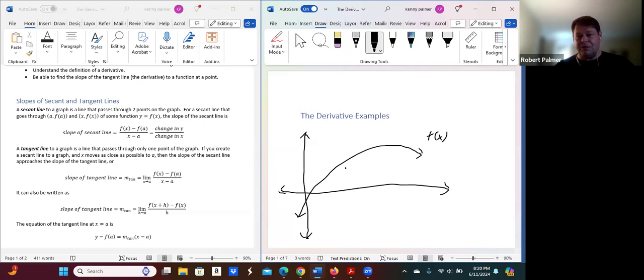Now let's say I want to consider 2 points on this curve, this point right here, and this point. I'm going to call this x value A, and the y value that goes with it, let's call it f of A. And this other point I'll just call x. In this case, x can be anything I want it to be, and its y value is simply f of x. If I draw a line that goes through both those points, that is a secant line.